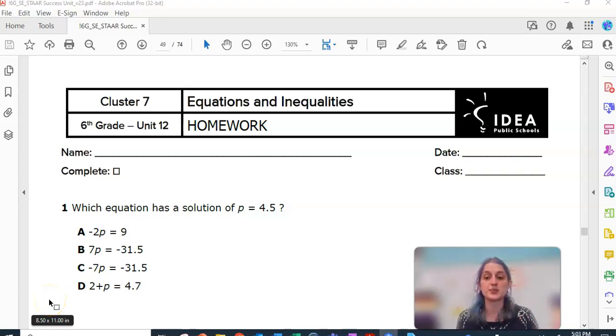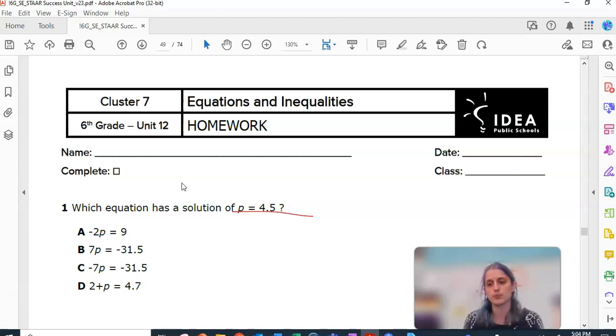Okay, so for this first one, I actually don't want you to look at the numbers. I just want you to start by thinking about the positives and negatives and rules for multiplying them. This is a solution of p equals 4.5. There are two ways you can solve this type of problem. You can solve A, solve B, solve C, solve D, see which one gives you an answer of 4.5, or you can check to see if 4.5 works when you solve the problem. I'm going to go that way because it's a little bit faster when it comes to the rules that I'm going to talk about.